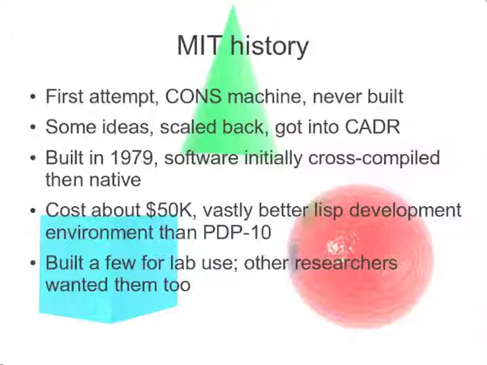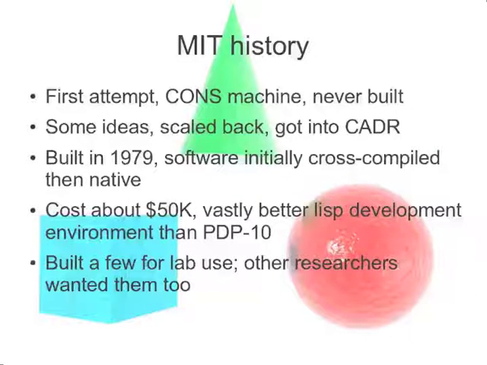So the first attempt was a machine called CONS, which wasn't ever built. Some of the ideas from it were put into a machine called the CADR, which got built. Notice the name. It was built in '79, and I don't know exactly how many were built at MIT. I've heard numbers anywhere from 8 to 12 or so. And they cost between 50 and 60K per researcher, and they were much better at doing Lisp software development than the PDP-10s, so they were a big win.